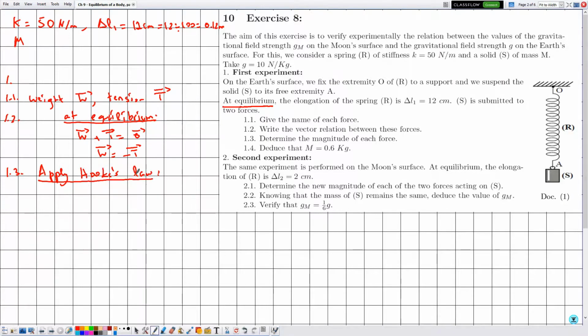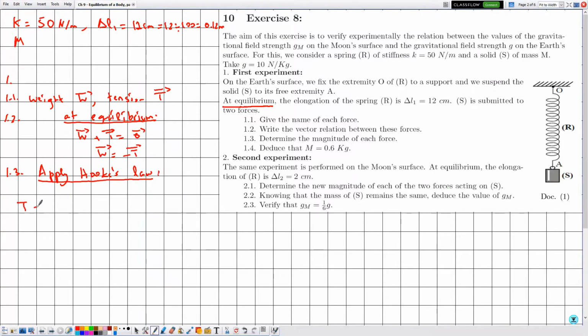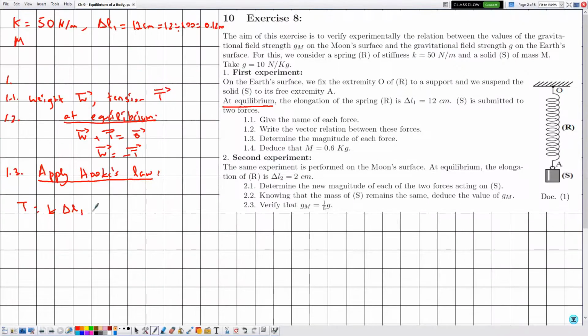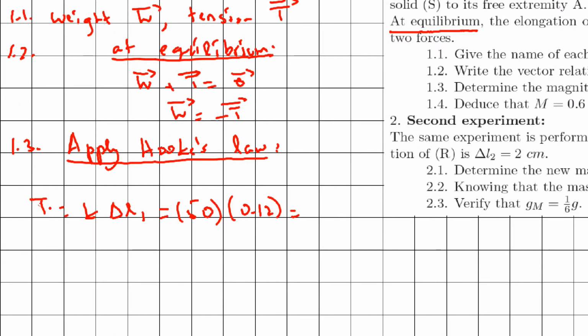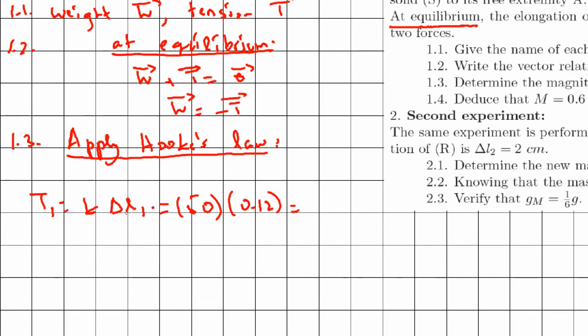Then usually this statement they give it half a mark. So T is equal to K multiplied by the elongation, which is denoted by delta L1. No need to construct a triangle because this is the quantity that we want to calculate. Now the value of K is given by 50 and the value of delta L1 is given by 0.12. Plugging this on the calculator, then the value of the tension T. So let's denote this T by T1 since this carries the label 1.